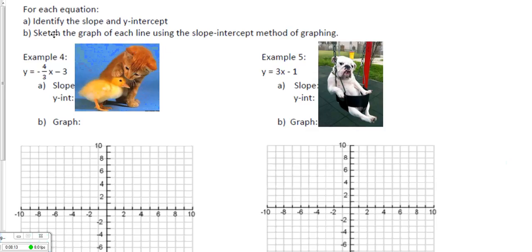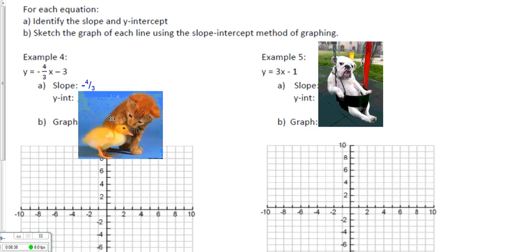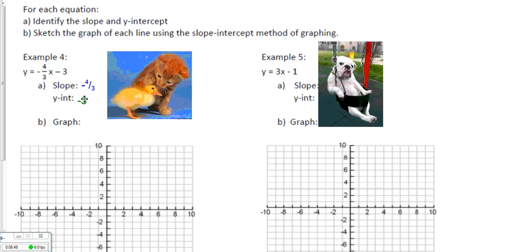So, going on to these examples, for each equation, identify the slope and y-intercept first, then sketch the graph of each line using the slope-intercept method. We did this a little bit in our last video as a way to double check, so this should go nice and easy. y equals -4/3 x minus 3. This number in front of x is our slope, -4/3. This number behind it with no variable is our y-intercept. Because it's a minus, we consider it negative, so -3. Slope is -4/3. Y-intercept is -3.